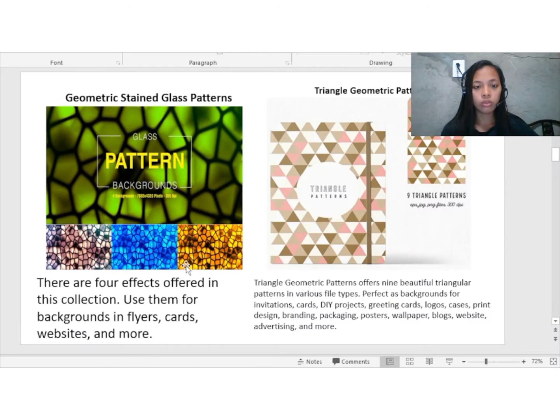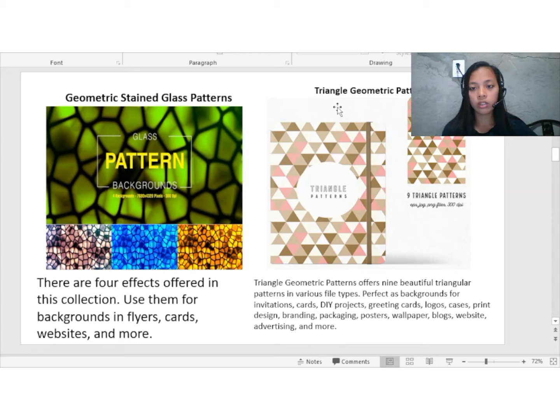And also this is an example of a pattern, a geometric stained glass pattern. There are four effects offered in this collection. Use them for background, flash card, website, and more. They use different types of colors, or they use different types of shapes for the best result.